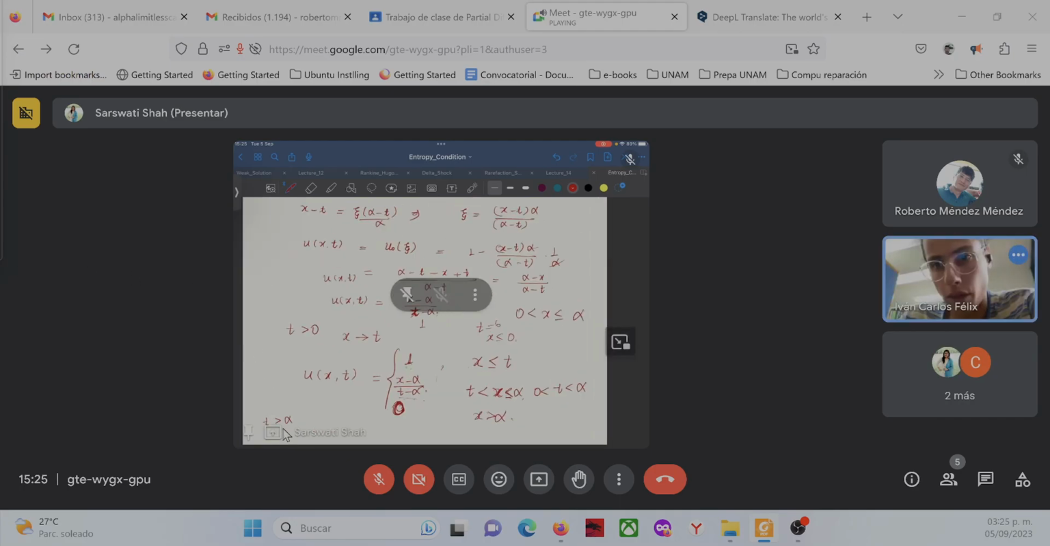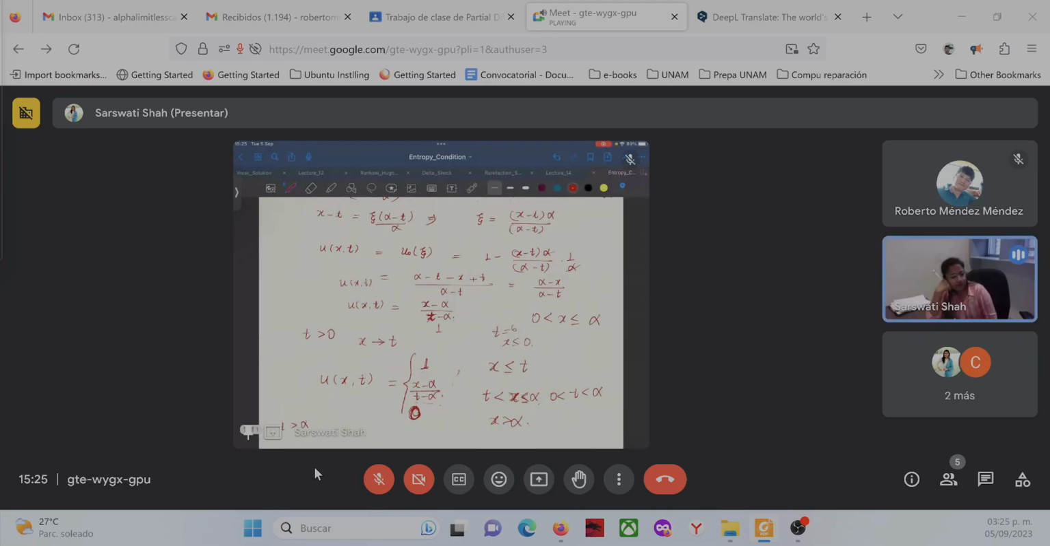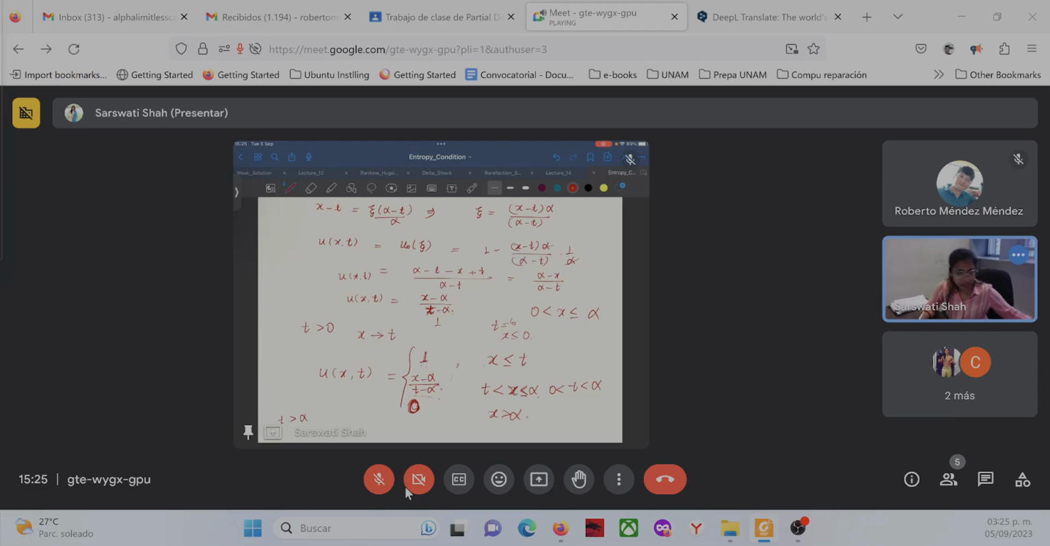So we'll just have positive. Sorry. We have that t minus alpha is greater than 0. So in that case, that is the point to discuss. That is the point which we need to discuss. What will happen if t is greater than or equal to alpha?